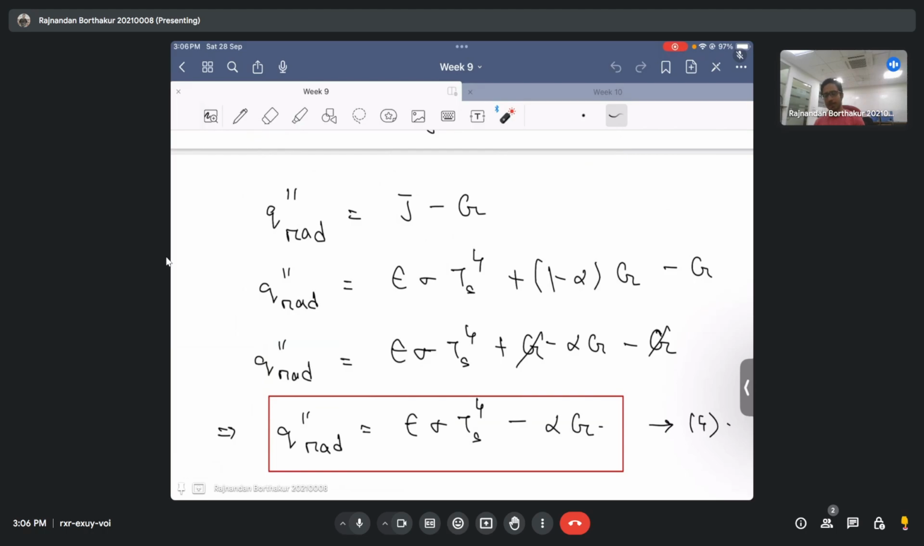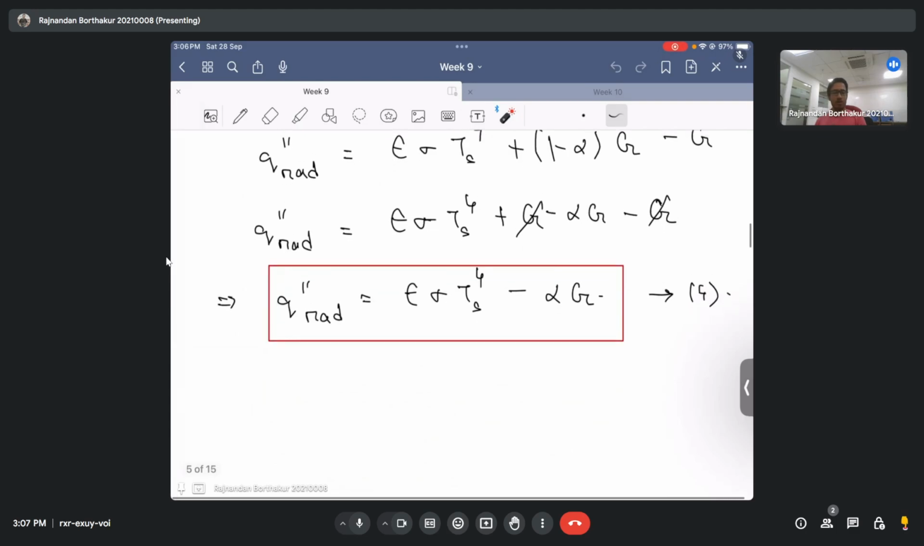Okay, and if you simplify the expression of radiosity into this and basically use the fact that you have an opaque surface and use the fact that the summation of all the fractions is equal to 1, you simply get an expression for the net radiative flux that leaves the control surface in terms of these quantities like the emissivity. Of course, this is a constant, which is the Stefan-Boltzmann constant, and alpha, as you know, is the absorptivity.